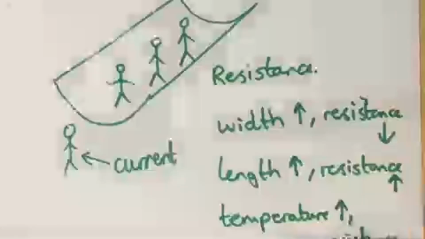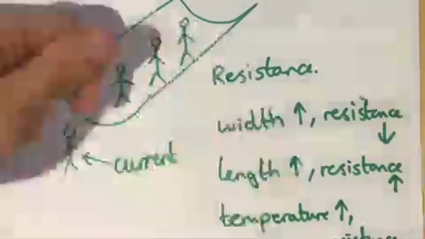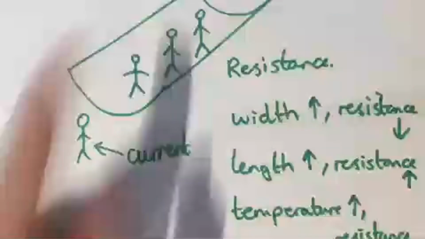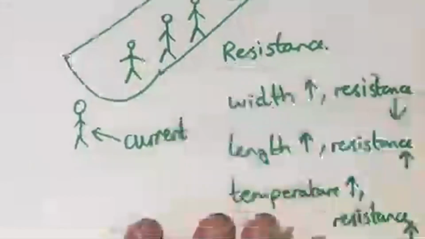How would a variable resistor do in this analogy? It's kind of like you can change how many people are in that tube. So you can choose if there's one person, you can choose if there's 4 people. Okay, cool. So that's how resistance affects the wire.